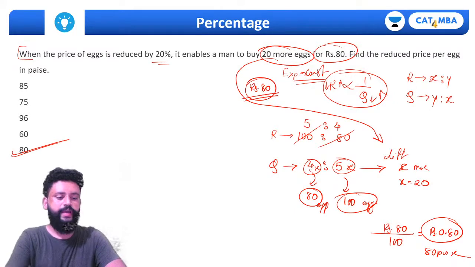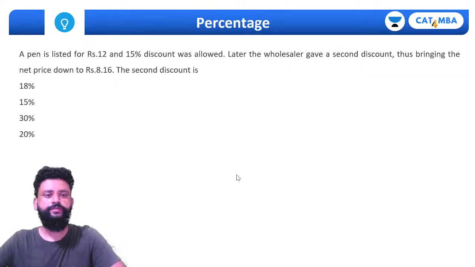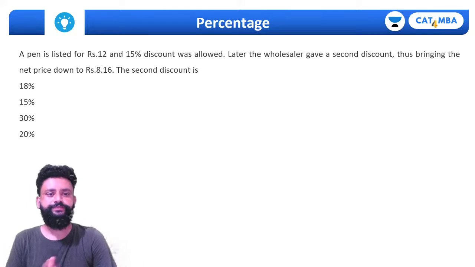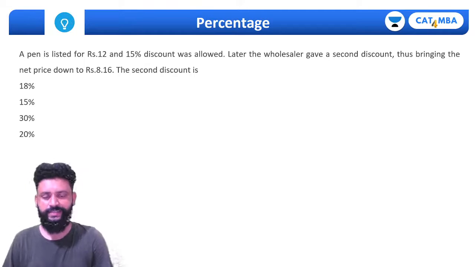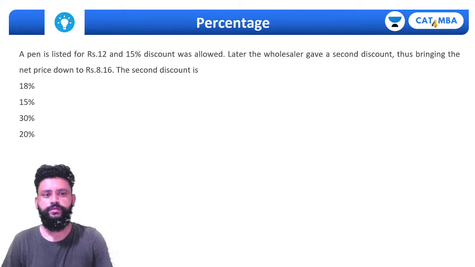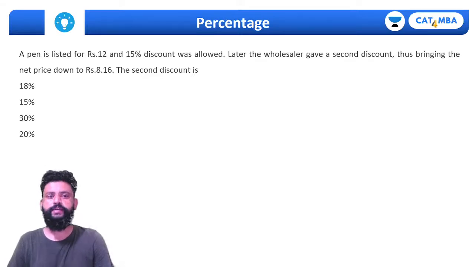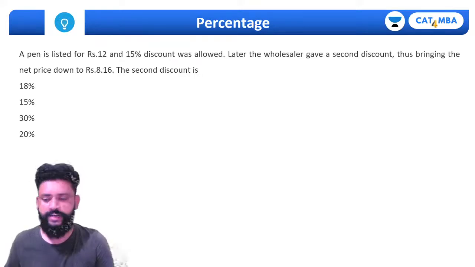Okay guys, so let's go ahead and finish it. Okay, we are almost done with the session. Chalo, quickly try this question. A pen is listed for rupees 12 and 15% discount was allowed. Later the wholesaler gave a second discount, thus bringing the net price down to 8.16. What is the second discount? That's what we are supposed to calculate.